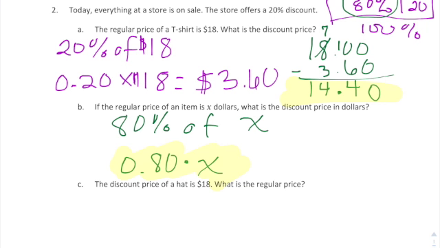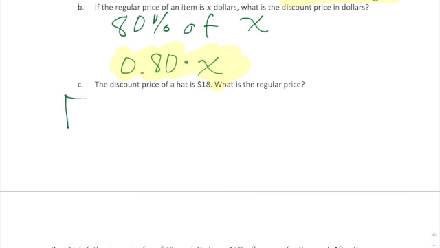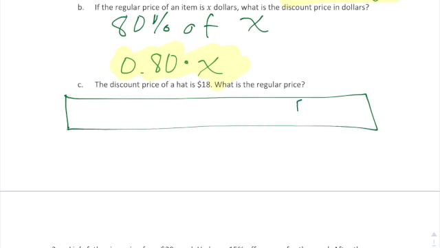Okay, now this one's a little bit harder. The discounted price of a hat is $18. What is the regular price? So this one, we're going to go back to tape diagrams. Okay. I'm going to say this is 20%. So I'm going to break it up. Each of these are 20%.